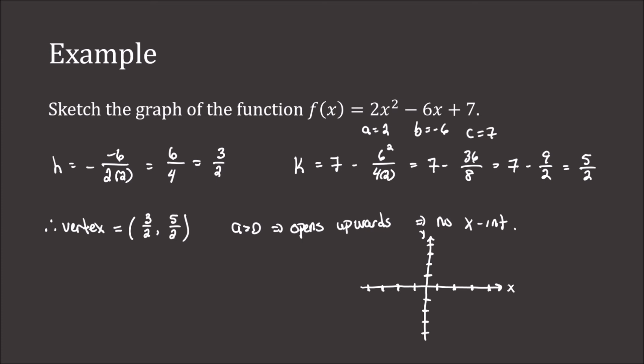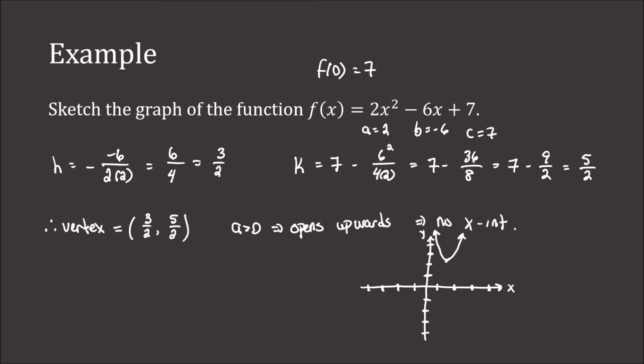So 3/2, 5/2. So 3/2 is 1/2. That's right here. 5/2 is 2/2. So that's right here. So here's our vertex right there. Now let's see if it crosses the y-axis and where. So we want f of 0, which is 7. So it's going to cross somewhere way up here. So it's going to look something like this. Oops, that's too steep. And so that is a good representation of this parabola.